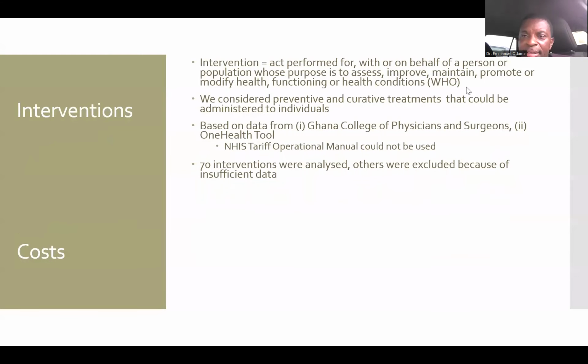So in terms of methods, we realize that a lot of the work we've done looks at the opportunity cost of the interventions, which comes in quite handy when looking at the net health benefits for the total population. We looked at each of those interventions, considering both preventive and curative treatments, based on data from the Ghana College of Physicians and Surgeons, and also the OneHealth Tool, where we picked some of the costs in the National Health Insurance Scheme population manner, which we could not use fully. Because of data gaps, we could only analyze about 70 interventions, and others were excluded.